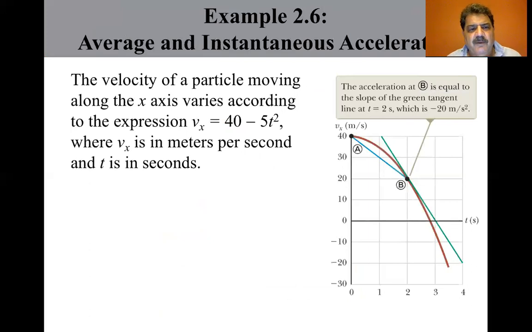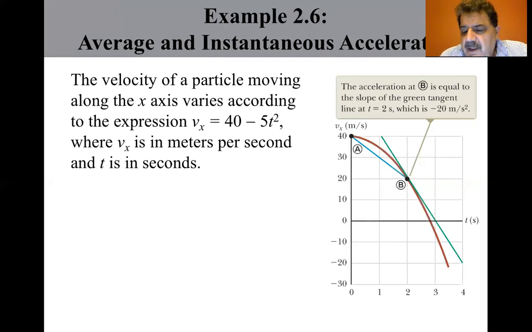The velocity of a particle moving along the x-axis varies according to the expression Vx equals 40 minus 5t squared, where Vx is in meters per second and t is in seconds. Find the average acceleration in the time interval t equals 0 to t equals 2 seconds.